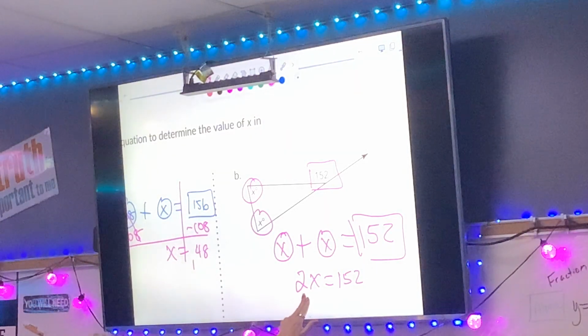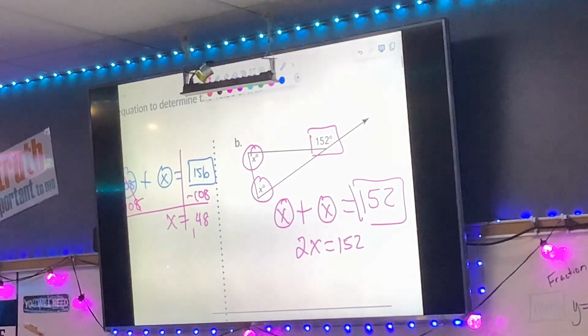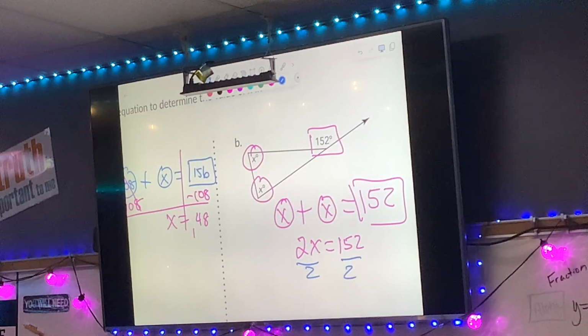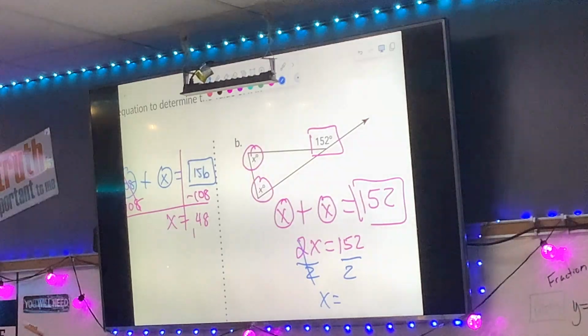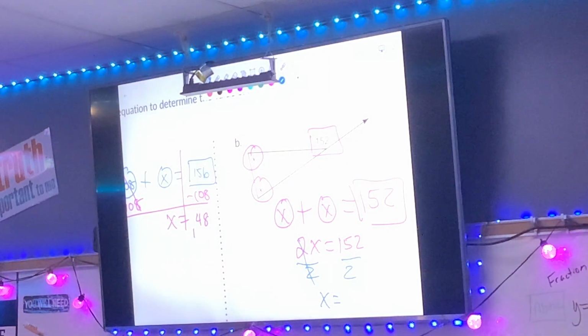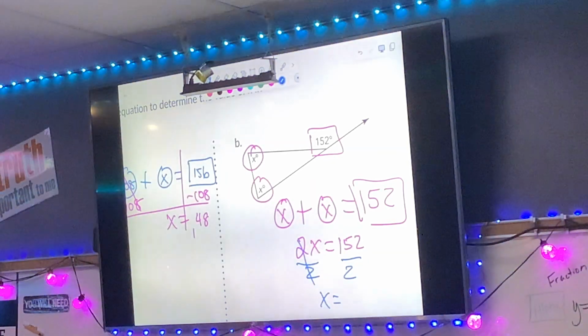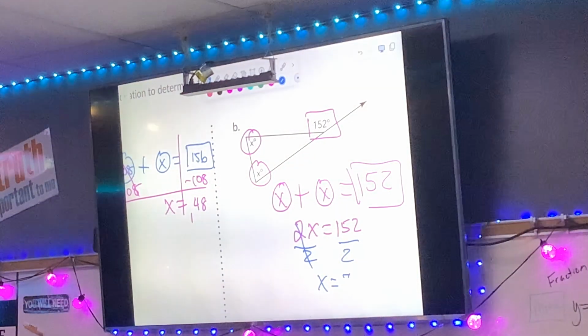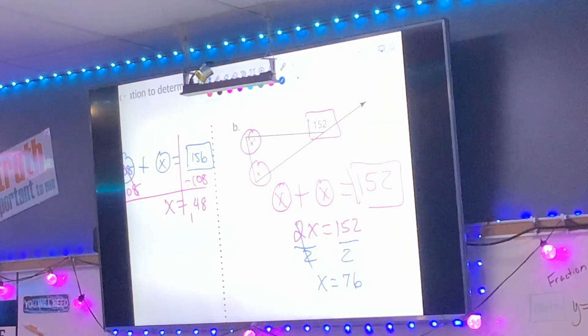This means what when it's side by side? Multiply. So what is the opposite of multiplication? Division. So to get rid of that number, we're going to divide. What do you get when you divide? 76. Perfect.